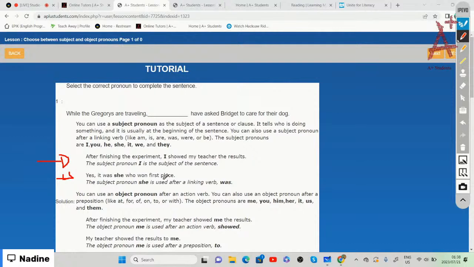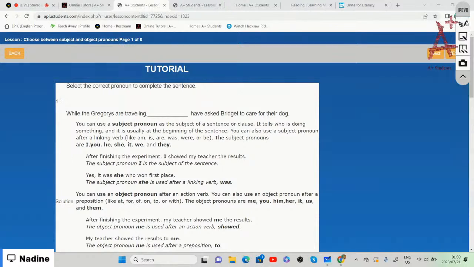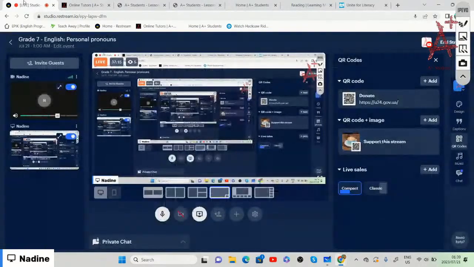So that is a subject pronoun, and we say that the subject pronoun tells us who is doing something. And we usually find a subject pronoun at the beginning of a sentence, right? So then after the subject pronoun, we also have an object pronoun, right?